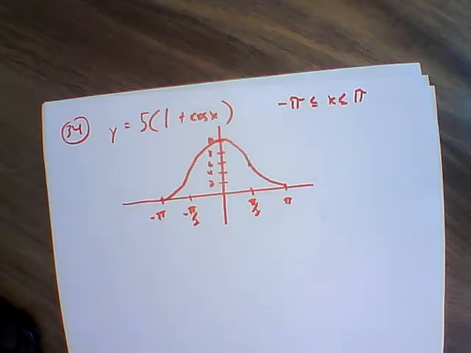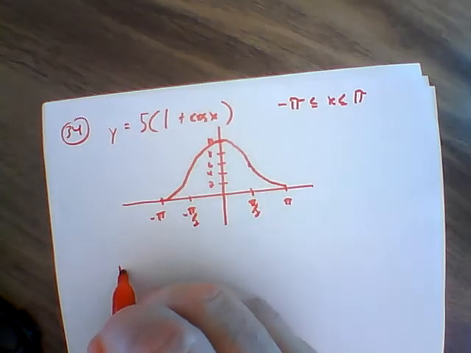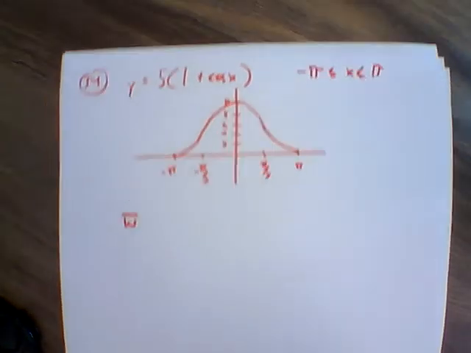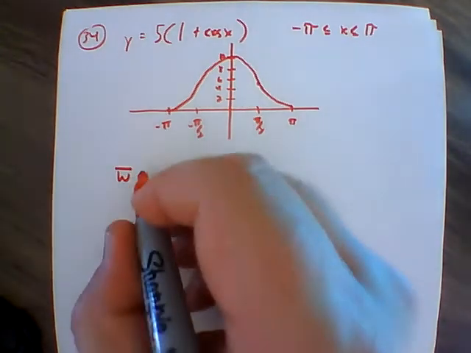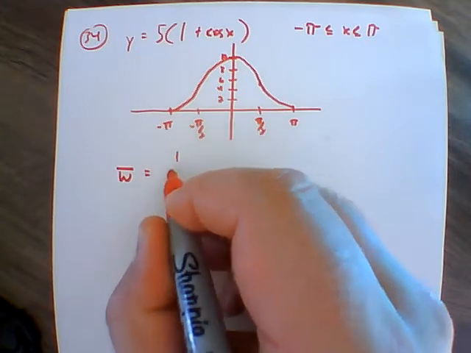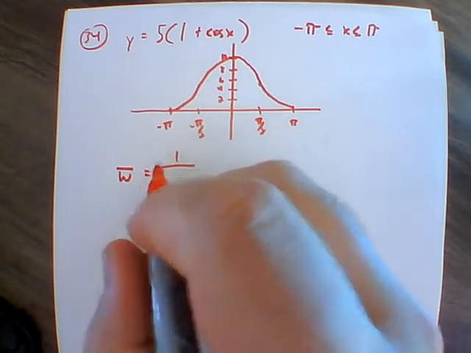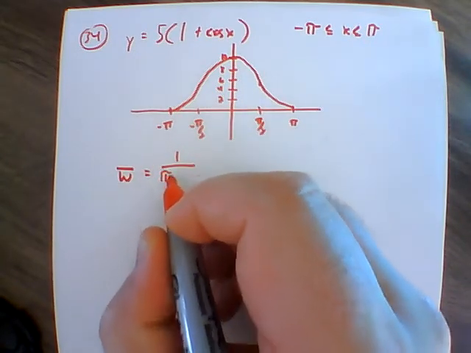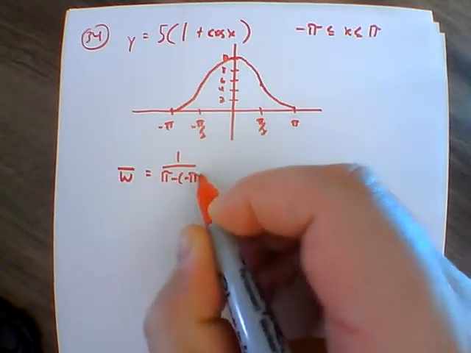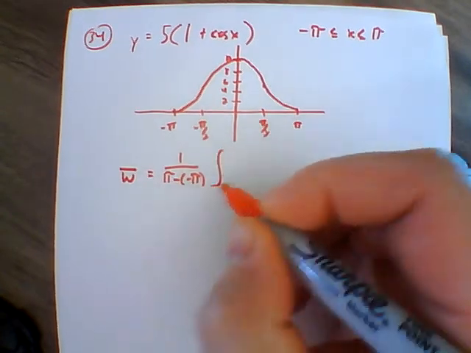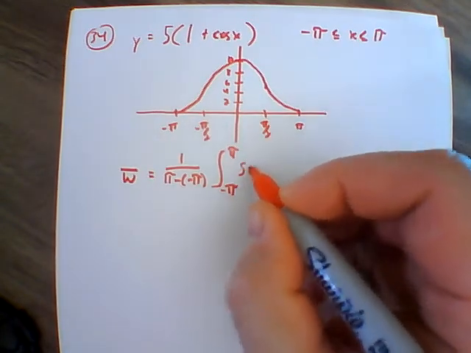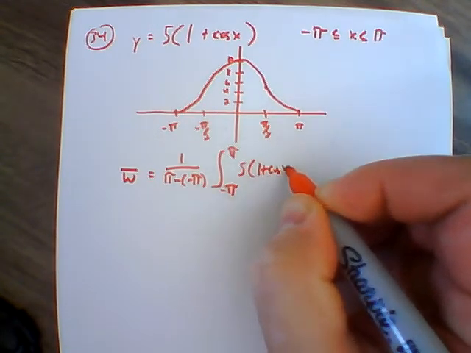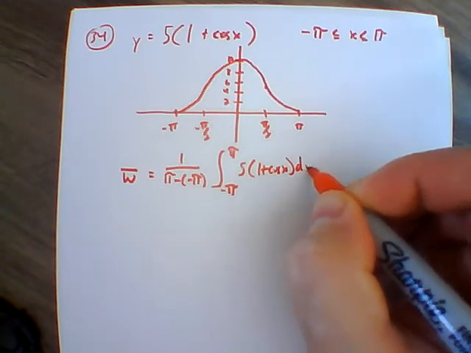Now, considering this, we want to figure out the average height of the wave. So we're going to take 1 over pi minus a negative pi, the integral from negative pi to pi of our 5 times 1 plus cosine x dx.